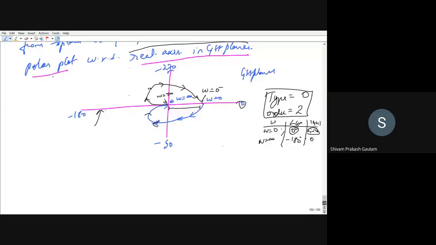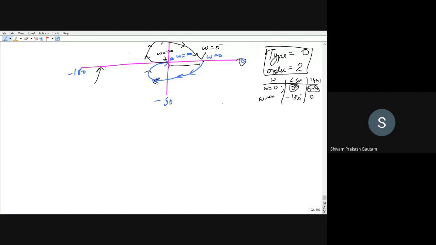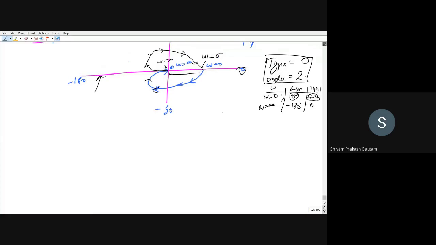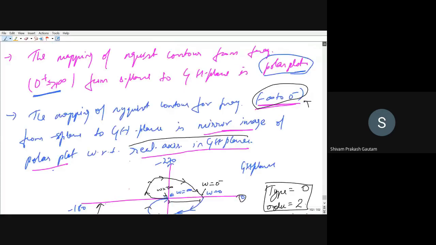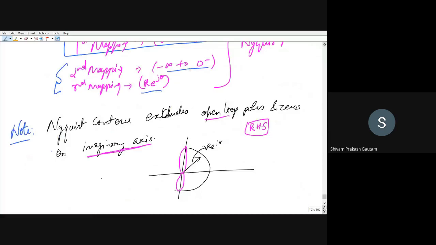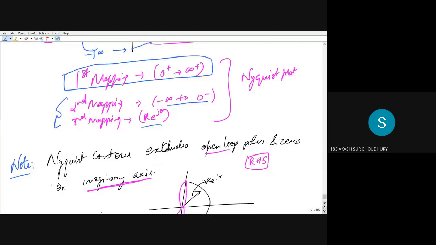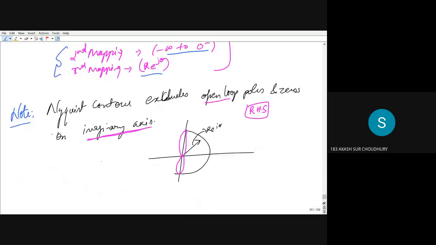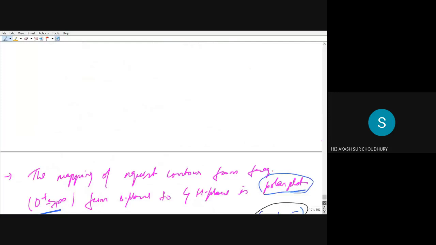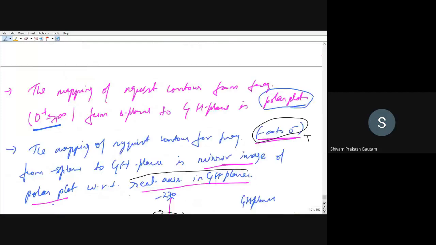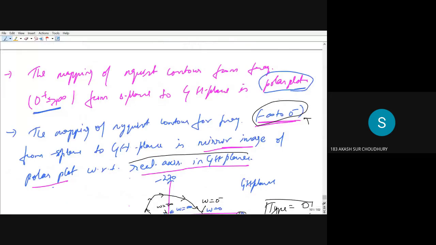Sir, hello, sir. Yes, please ask. Sir, can you scroll up, please? Sir, can you explain this statement again? The mapping. Scroll down, please. Which part do you want to see? The blue part, the mapping of a Nyquist contour from that statement. Can you explain that again?